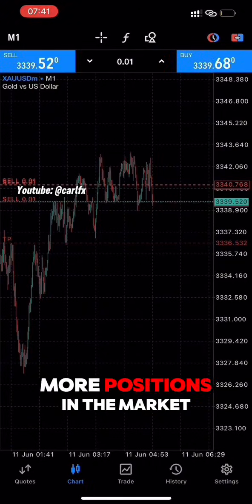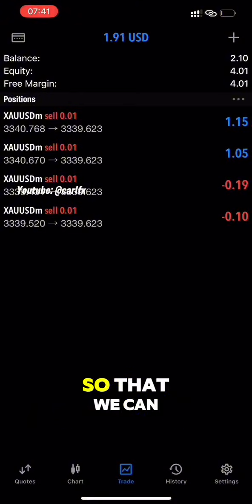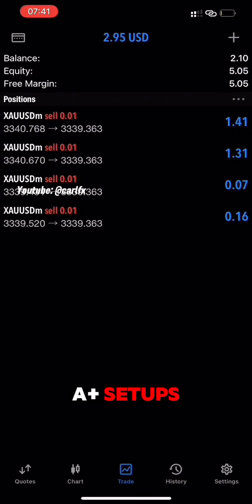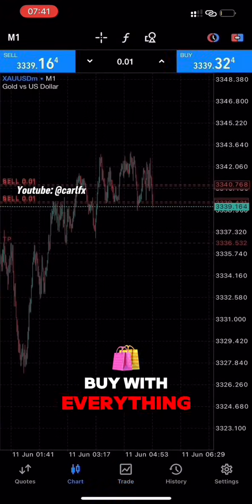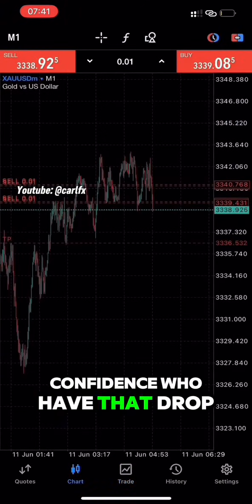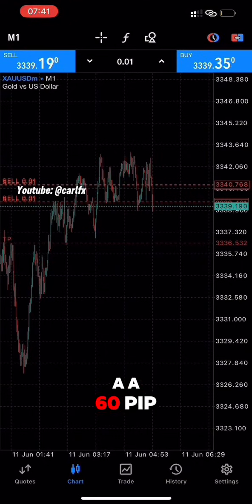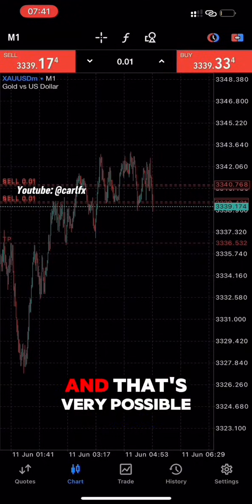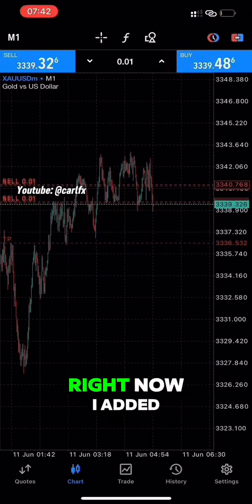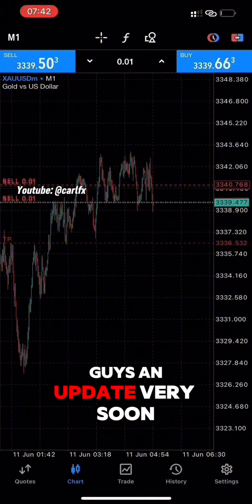Then I add 2 more positions in the market so that we can actually have a good trade, so that we can actually maximize on good setups like this. This is one of the A+ setups that I told the Telegram group, buy with everything, because I have so much confidence in the setup. I have so much confidence we'll have that drop. We are actually looking at about a 60 pip drop from our first position, and that's very possible. I actually see gold dropping even all the way to 100 pips. Right now I added 2 more positions in the market and I'll just continue holding. Then I'll give you guys an update very soon.